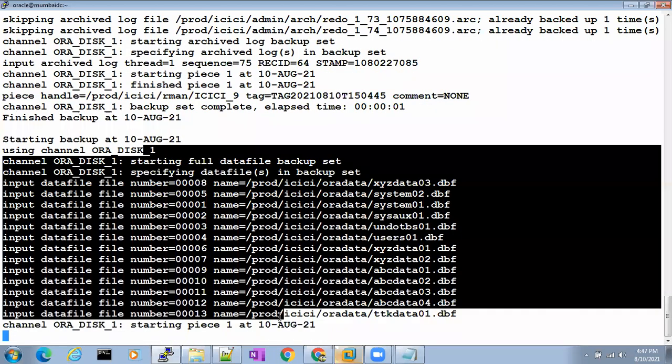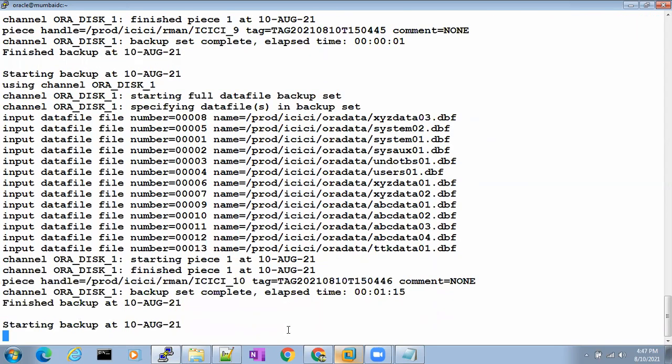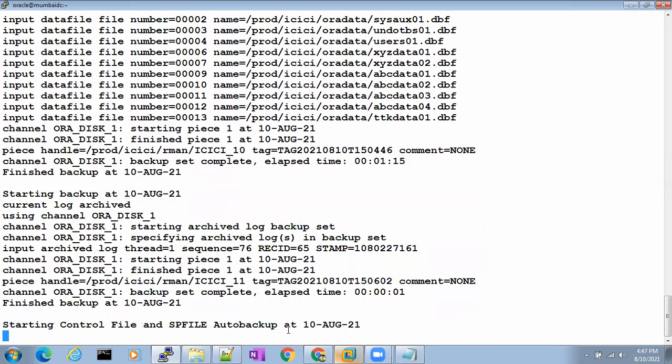Can anyone tell me? Already we took the archive log backup. That's why it skips. Yeah, correct. Archive log backup is already taken. But how does RMAN know that it has already taken an archive log backup and has to skip? How does RMAN know? Correct answer, Dingana. Yeah, that is why we use optimization on. Understood? Why optimization on?